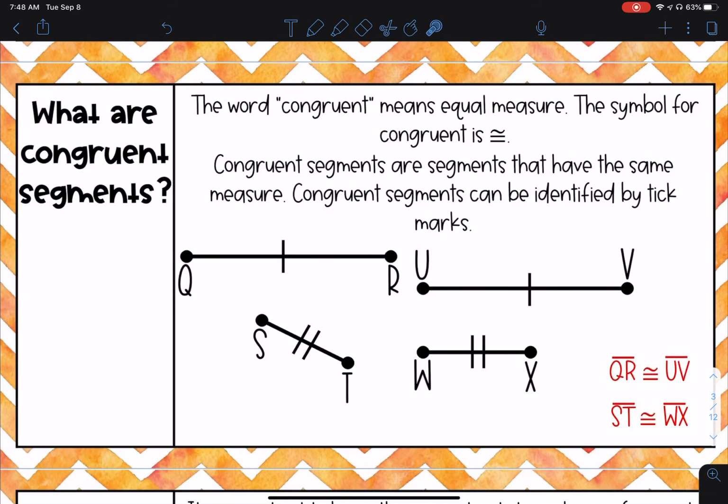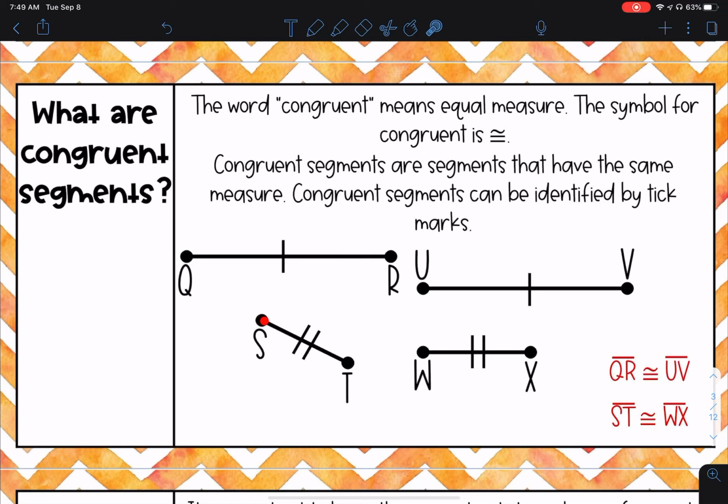Here's a very important thing, something about congruent. What are congruent segments? The word congruent means equal measure. The symbol for congruent is shown like this. Congruent segments are segments that have the same measure. Congruent segments can be identified by tick marks. So down here in this picture, it's telling us that QR is the same thing as UV. Okay, so QR is the same thing as UV.